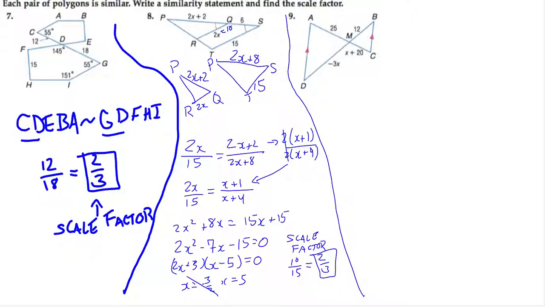Now, we didn't write the similarity statement, but we could absolutely do that first. And that is going to be that triangle PRQ is similar to triangle PTS. There's my similarity statement. And again, to get that scale factor, I needed to find x. I can't just leave the scale factor as 2x to 15 or 2x plus 2 to 2x plus 8. I needed it to actually have values. So that's why I needed to solve for x.